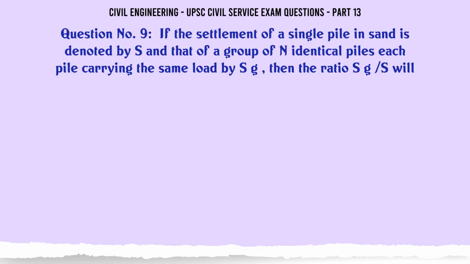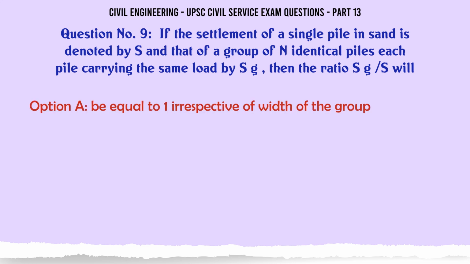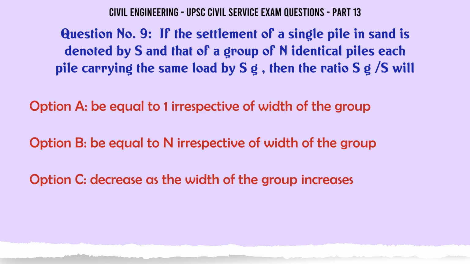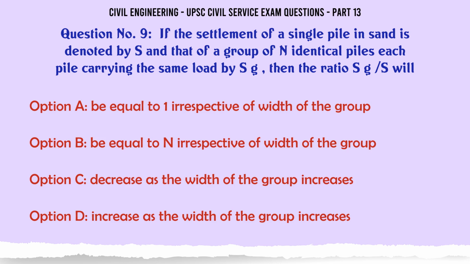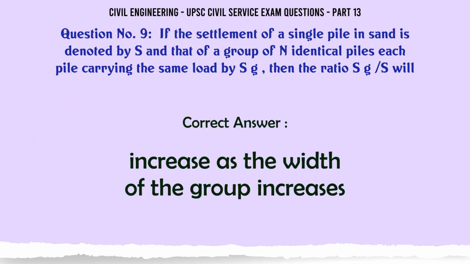If the settlement of a single pile in sand is denoted by S and that of a group of n identical piles, each pile carrying the same load, by Sg, then the ratio Sg/S will A. be equal to 1 irrespective of width of the group, B. be equal to n irrespective of width of the group, C. decrease as the width of the group increases, D. increase as the width of the group increases. The correct answer is increase as the width of the group increases.